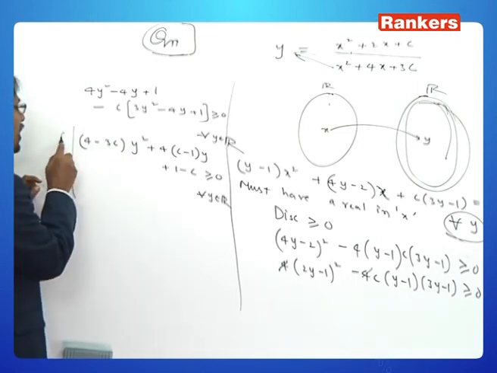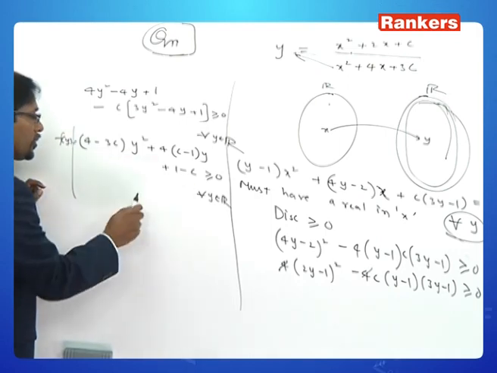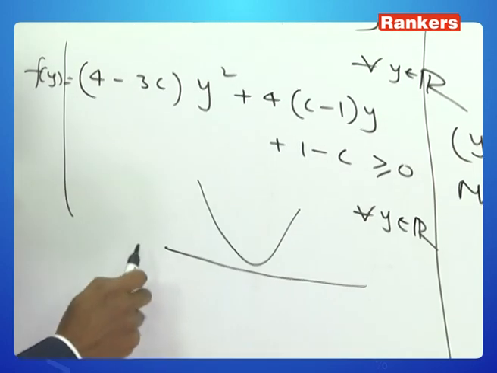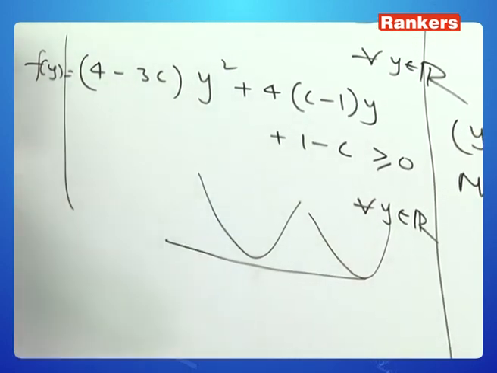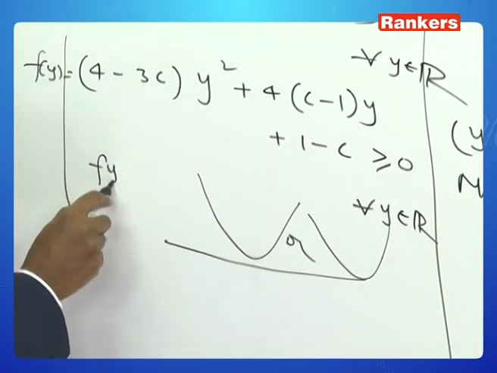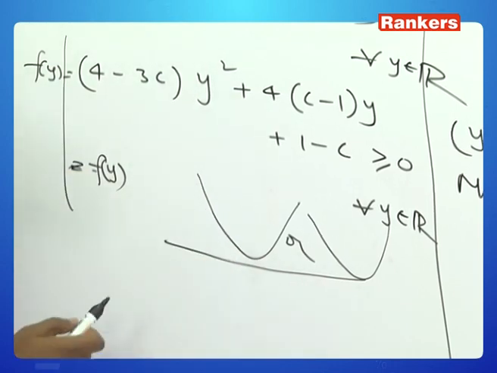Okay, so this is some function of y. I want this to be always non-negative. So the graph of that should be completely above the x-axis, either touching the x-axis or like this, either this or this. The graph of z equal to f of y should be like this.